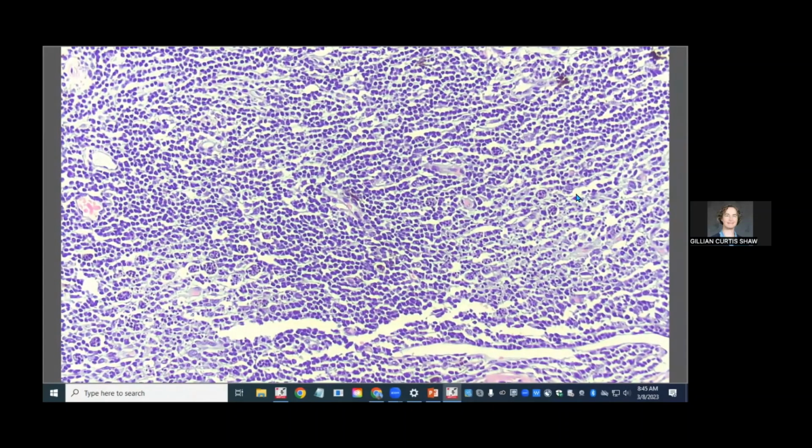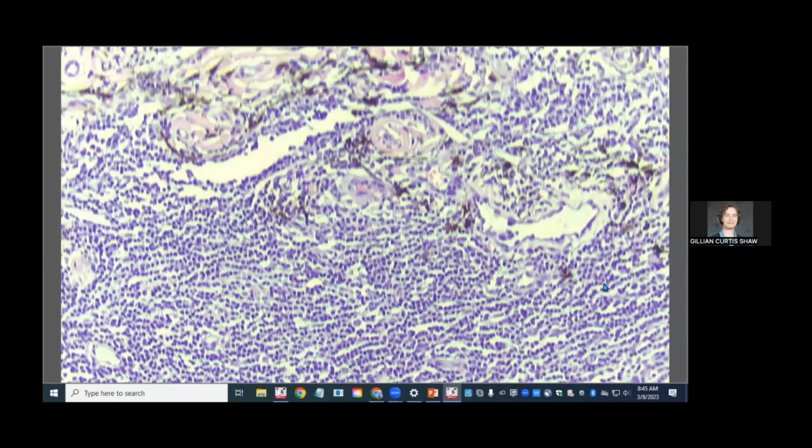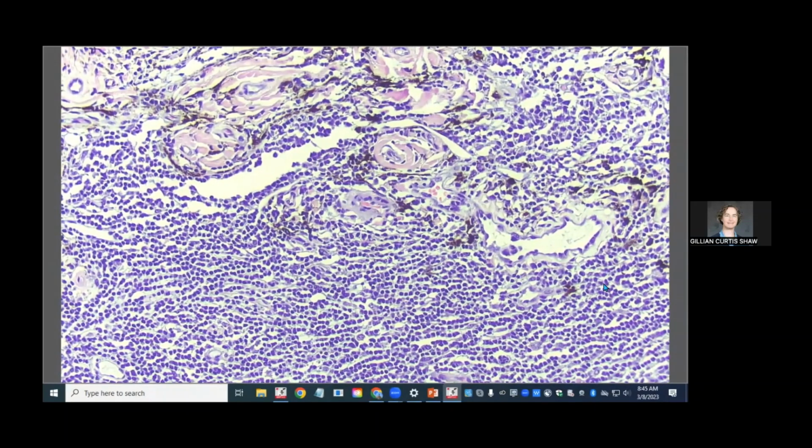And in addition, you'll see these little guys scattered throughout these lymphocytes. These are macrophages that have nuclear debris in their tummies, sometimes called tingible body macrophages. It was interesting that there was a fair number of those there. It's like sheets of lymphocytes with only occasional plasma cells.